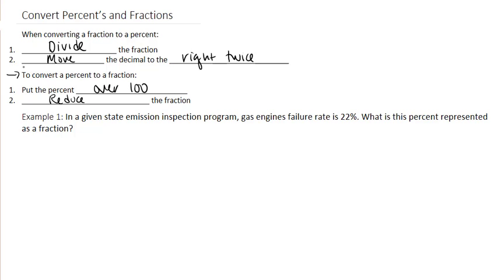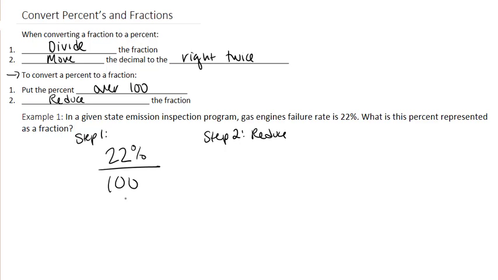So our first thing to do is to put 22% over 100. So step 1. Then we can reduce the fraction. So we see that 22 and 100 are both even numbers. So we'll just divide by 2 on both the top and the bottom, as that's a common factor we can cross out. So we get 22 divided by 2, which is 11, and then 100 divided by 2 is 50. So this would be our percent represented as a fraction.